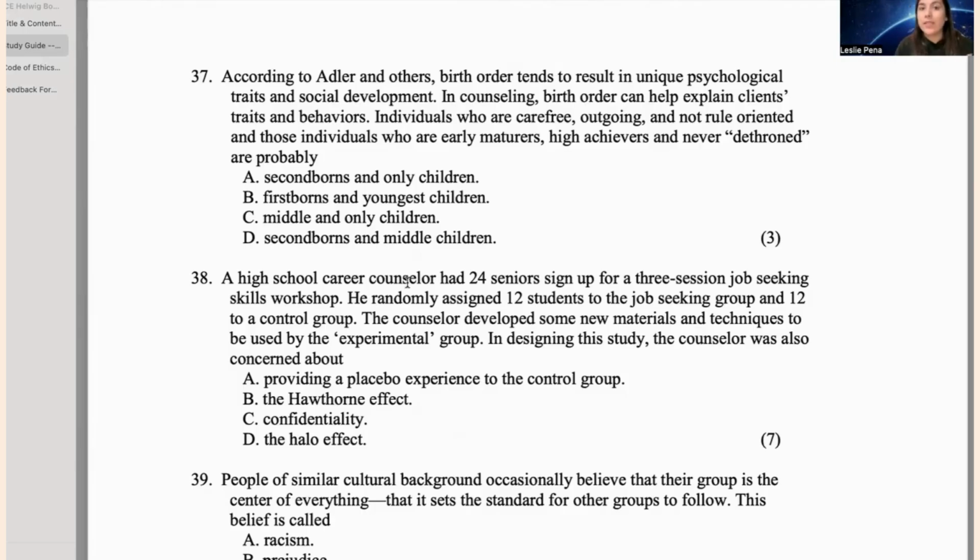So you can never be dethroned if you have no one to replace you. So you would be an only child. And then the middle child or the second born who's usually ignored, they're carefree, they don't really care because the attention's always on the oldest or the youngest. The middle child really often does get ignored. So the answer to this one is A, second borns and only children.